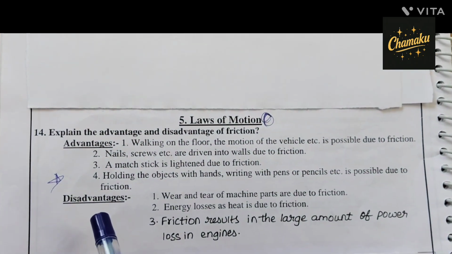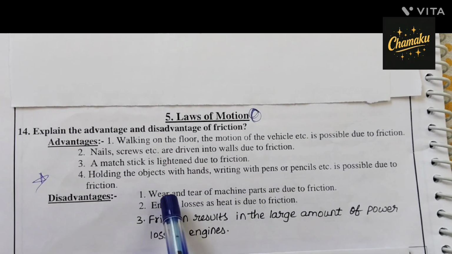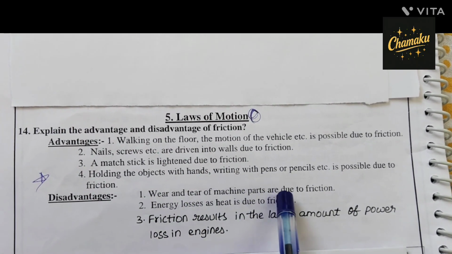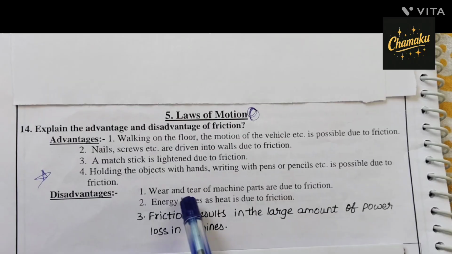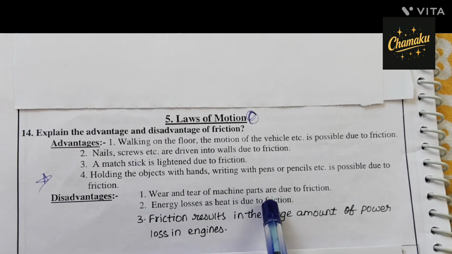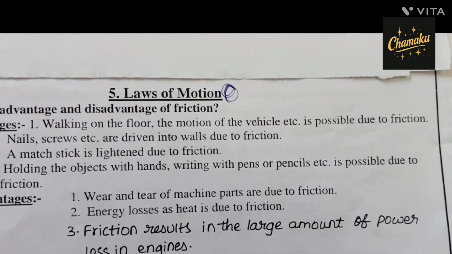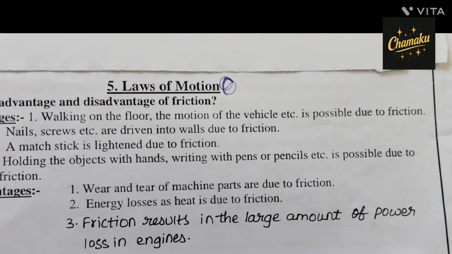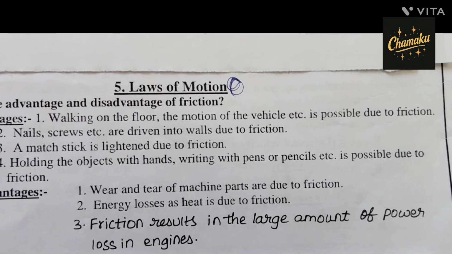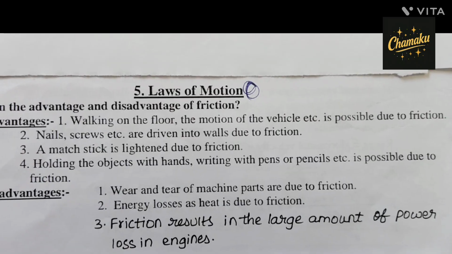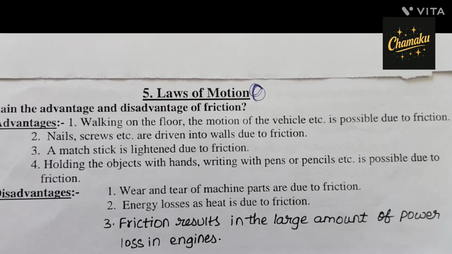Now let's check the disadvantages of friction. Wear and tear of machine parts is due to friction. Energy loss as heat is due to friction. Friction results in a large amount of power loss in engines. Okay, these are the advantages and disadvantages of friction.